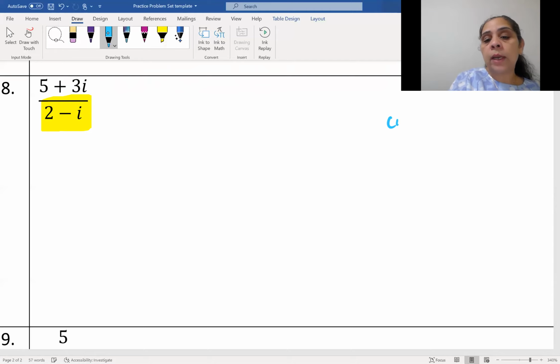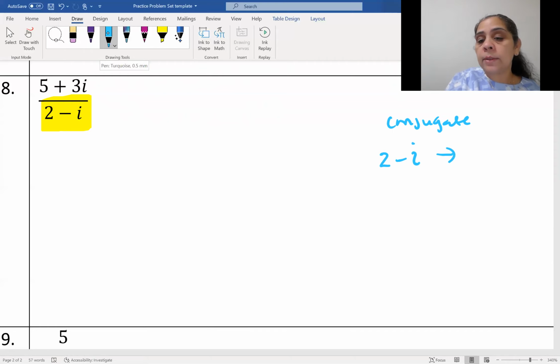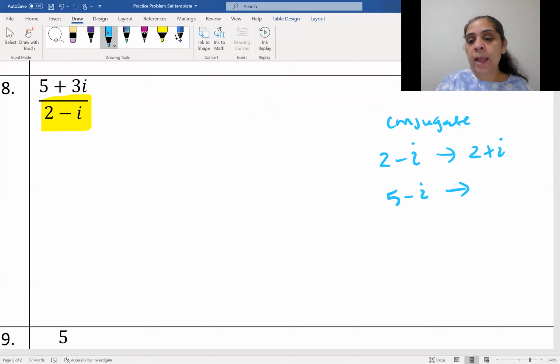So what does conjugate mean? We will write down the conjugate of 2 minus i. What is the conjugate of 2 minus i? We will just change this sign to plus i. Let's say you have 5 minus i. Then what is the conjugate of 5 minus i? You will just change the sign: 5 plus i. If you have 7 plus i, then the conjugate of this will be 7 minus i.